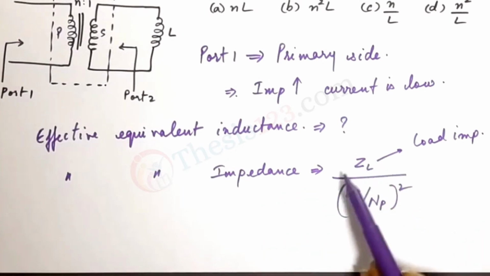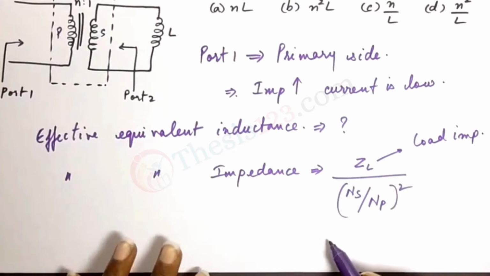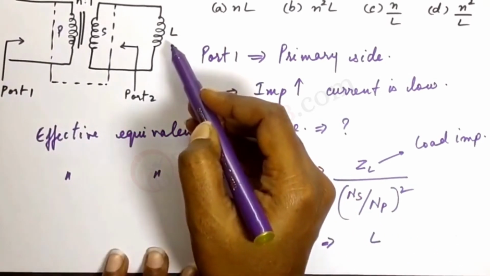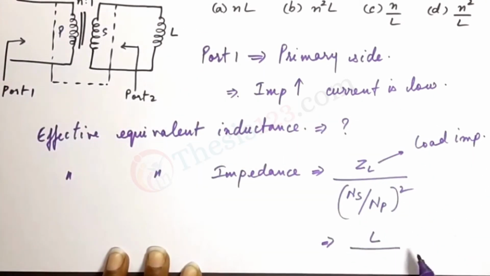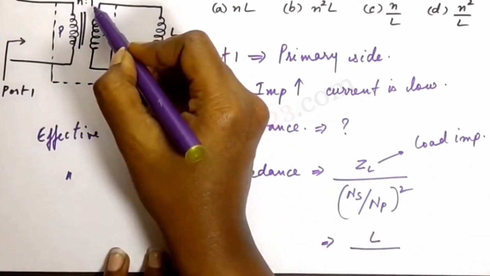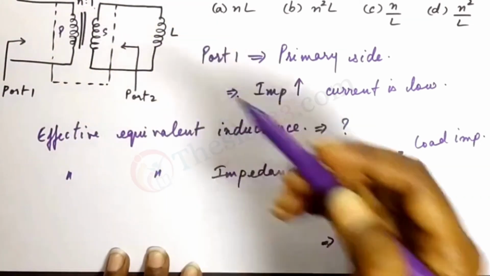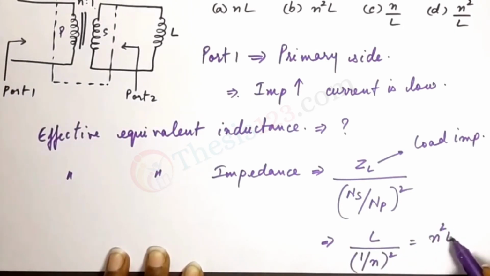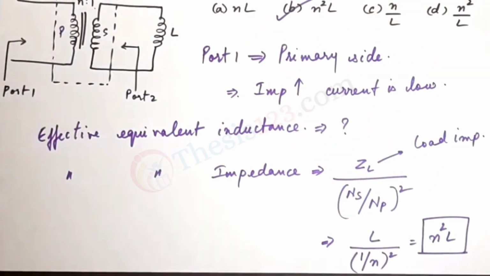So if we apply the same logic for the equivalent inductance, we will get L, because that's the load inductance here, L divided by NS, the ratio is 1, and NP is N, so 1 by N whole square. So this gives us N square L. N square L matches option B. So for this question, the equivalent inductance at port 1 is N square L.